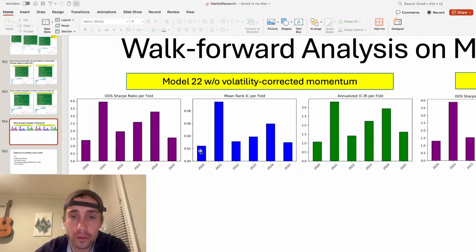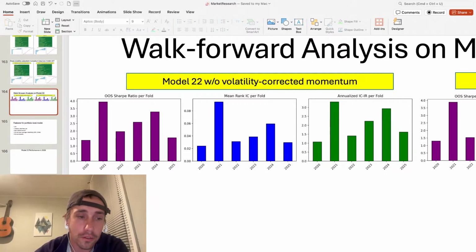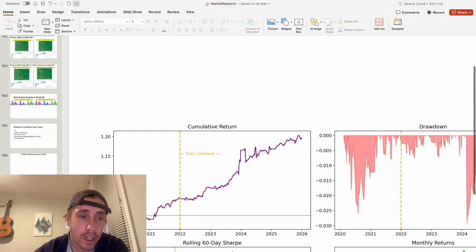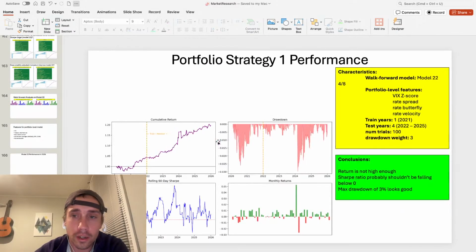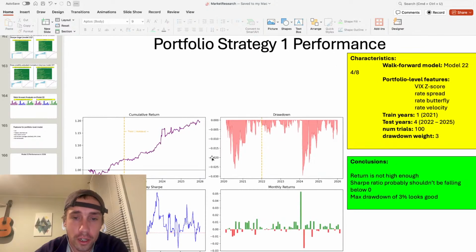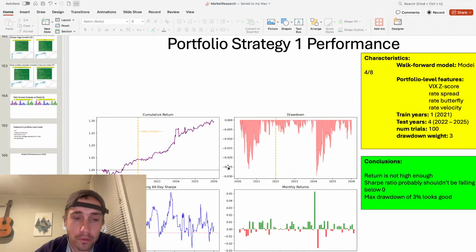If I'm going through 2020 to 2025, you see it's getting above 0.02 for the information coefficient each year. So then I started looking at how I can implement this into a portfolio strategy. I was trying to optimize a portfolio strategy. This isn't working really well. If I am outperforming the S&P, I am just barely. I'm getting about 15. Yeah, this shouldn't be outperforming the S&P.